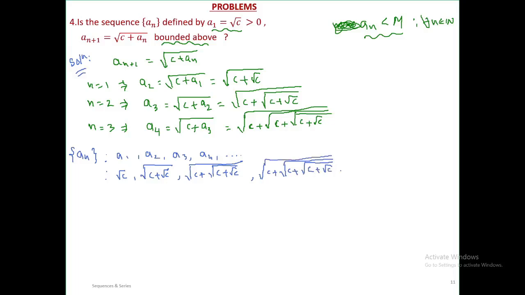That's it. So this is up to so on. So like this. So these are the terms of the sequence. Now I need to show that it is bounded. So by induction I want to proceed, by mathematical induction.